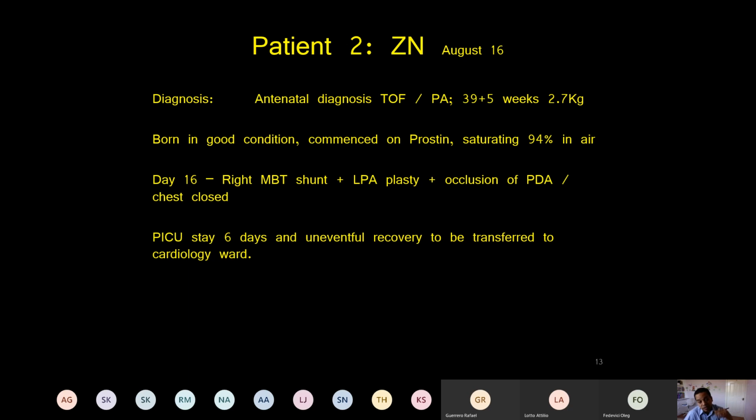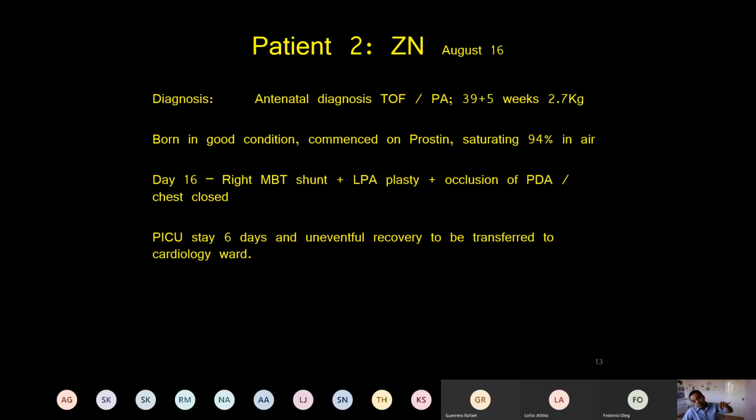So a standard pathway in the immediate neonatal period, and she came in on day 16 of life for a right-sided modified BT shunt, LPA plasty, and occlusion of PDA, and the chest was closed. PICU stay was 6 days and uneventful recovery, to be transferred to the cardiology ward.